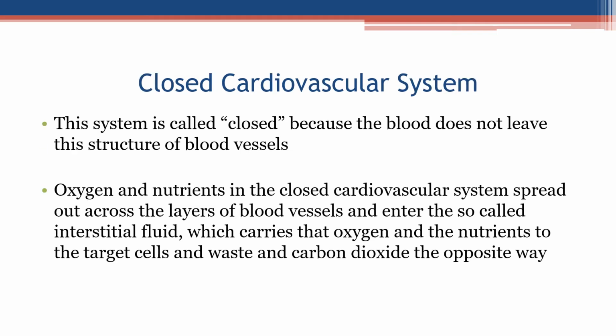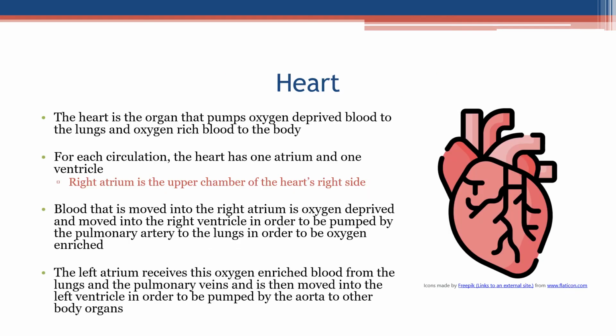Closed cardiovascular system. This system is called closed because the blood does not leave this structure of blood vessels. Oxygen and nutrients in the closed cardiovascular system spread out across the layers of blood vessels and enter the so-called interstitial fluid, which carries that oxygen and the nutrients to the target cells, and waste and carbon dioxide the opposite way.